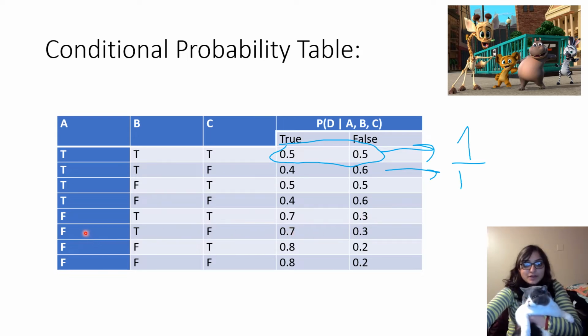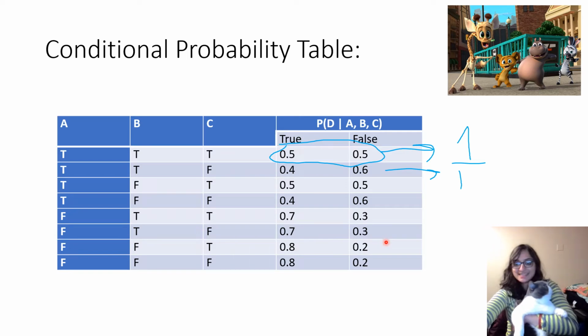If A is false and B is true and C is false, then these are the conditional probability distributions for D. And lastly, if A is false and B is false, whether or not C is true or false, these two rows are the same, the difference being C being true or false. D has an 80% chance of being true and a 20% chance of being false.